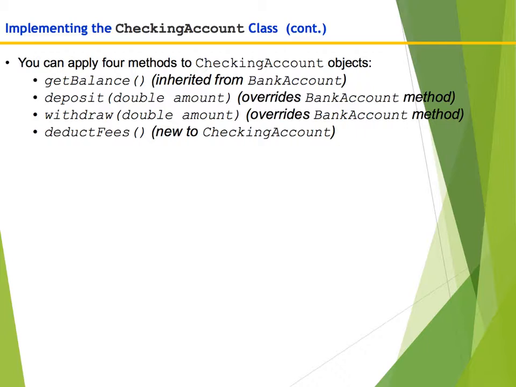So in the example of bank accounts, you can apply these four methods to checking account objects. You can apply the getBalance method. Why? Because it's inherited from bank account. You can apply deposit method, which is defined in the bank account, but it is re-implemented in the checking account. So deposit overrides bank account method. Therefore, you can use it. You can apply withdraw method to a checking account object because again, it overrides the bank account method. And also you can apply the deduct fees to a checking account object because it is a new method defined in checking account. So call this method too.